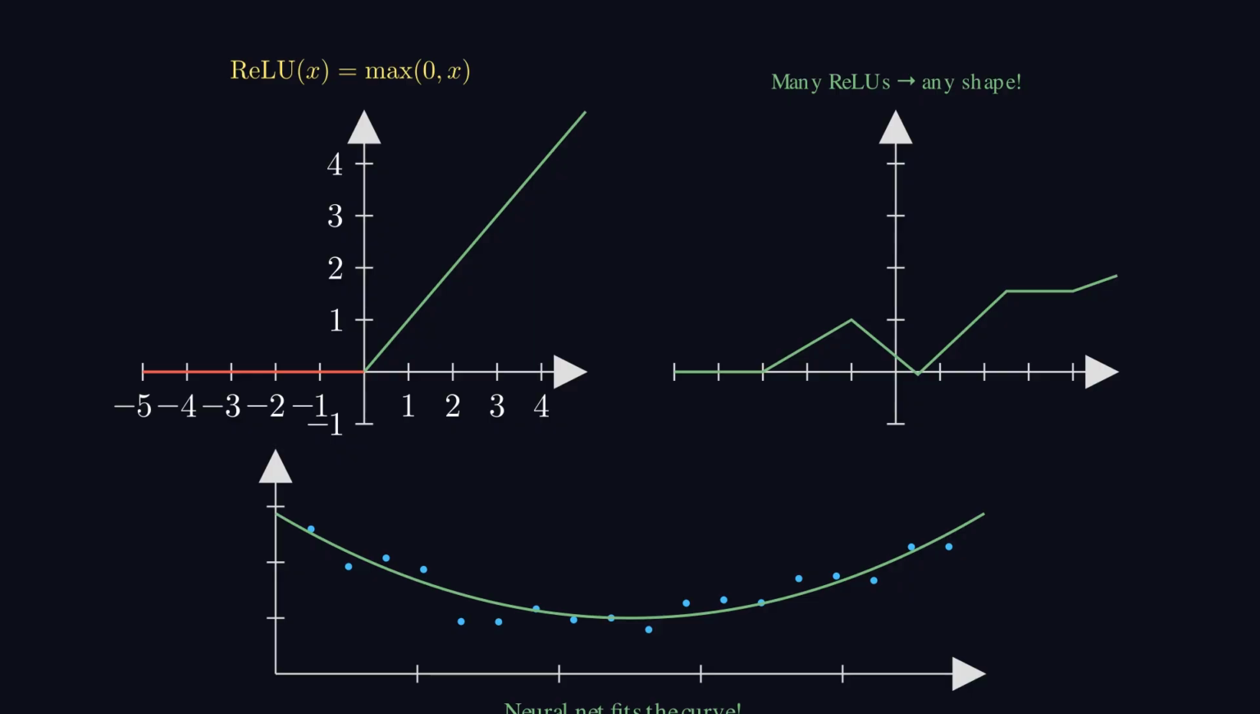Now when you stack layers, each layer can bend the function in a new place. Two layers can model any curve with corners. Three layers, four layers, you can approximate any function.